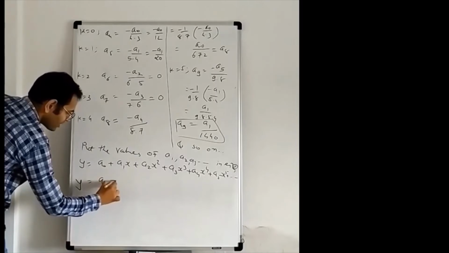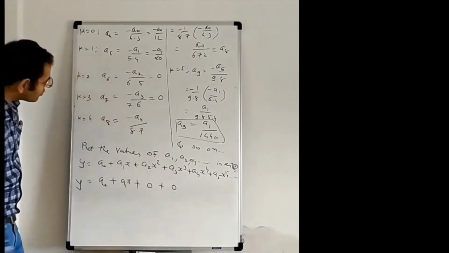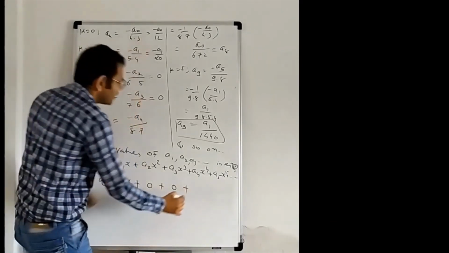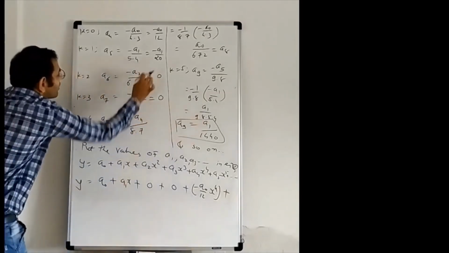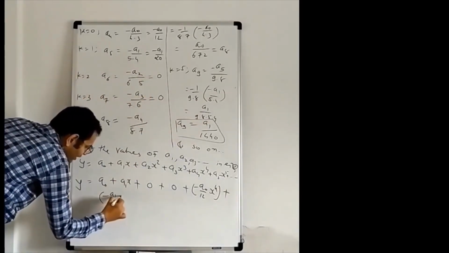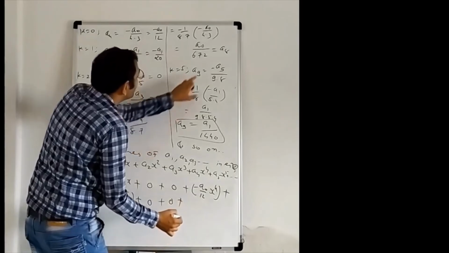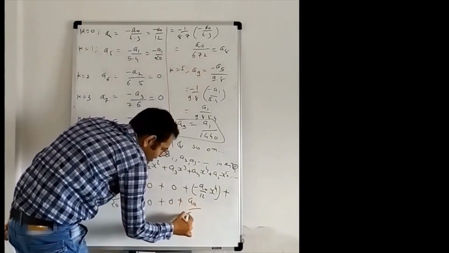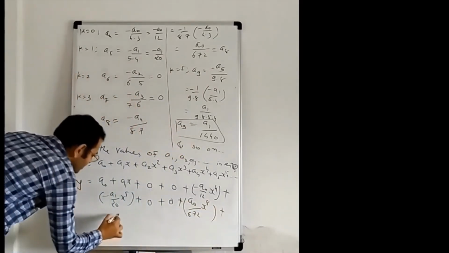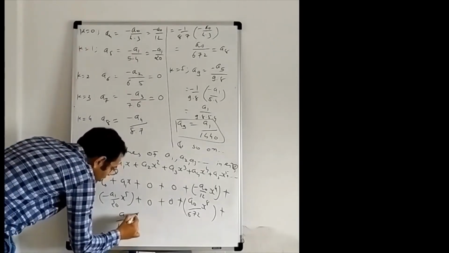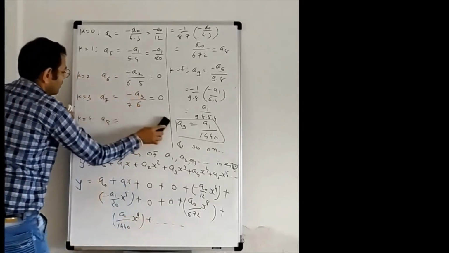First y, A0 as it is, A1x as it is, A2 which is 0, A3 which is also 0, then A4 which is minus A0 by 12 x raised to 4, plus A5 which is minus A1 by 20 x raised to 5, A6 0, A7 which is also 0, A8 which is A0 divided by 672 x raised to 8, plus A9 which is A1 divided by 1440 x raised to 9 and so on.